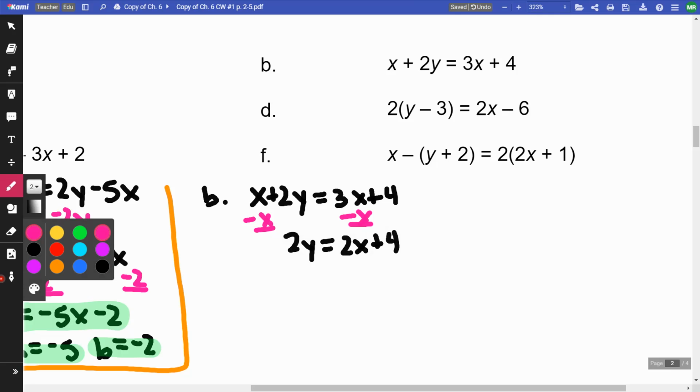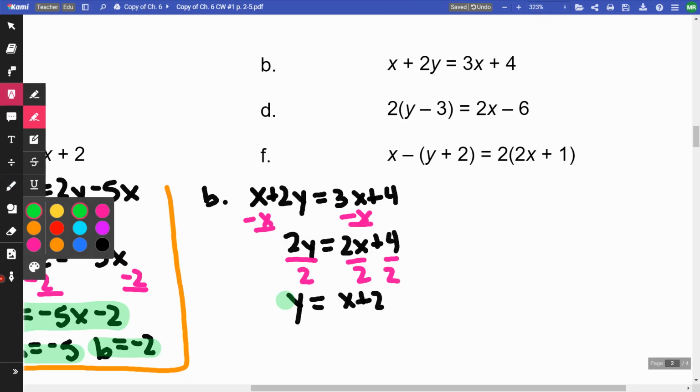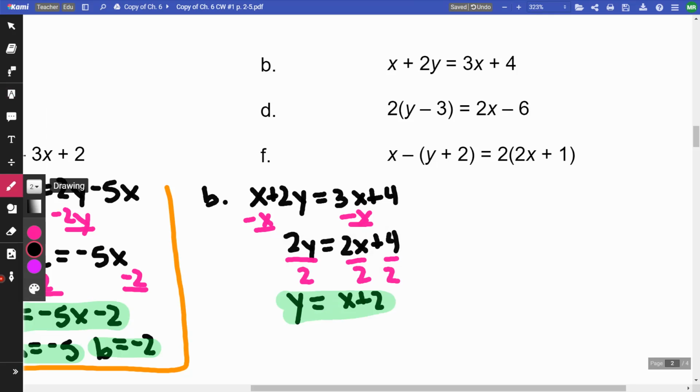And for this, I'm going to divide by 2, and I'm going to divide each of these separately by 2 so I can see my slope and my y-intercept. I'm going to get y is equal to x plus 2. So this is my equation. My slope is going to be 1 because when I have an x, it's really a 1x. That's a plus there. And then my b, my y-intercept, is going to be 2.